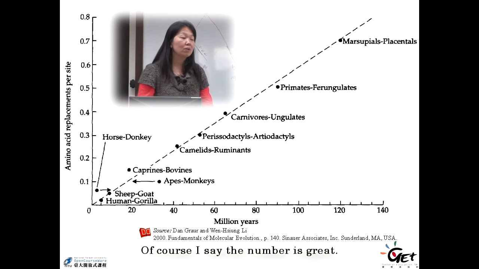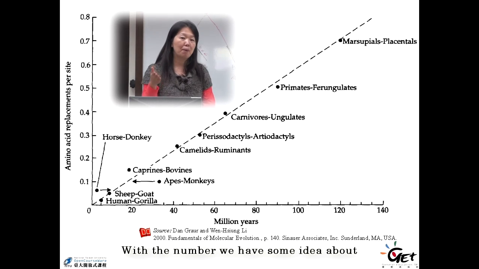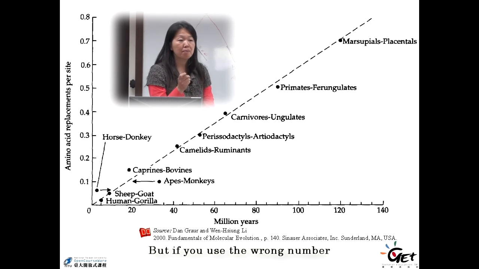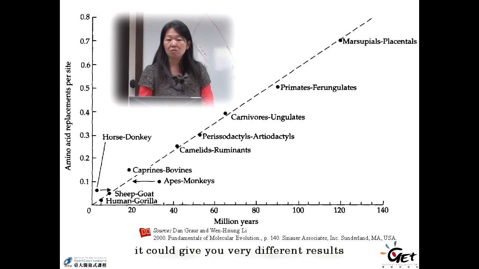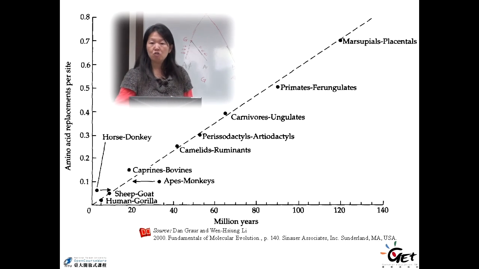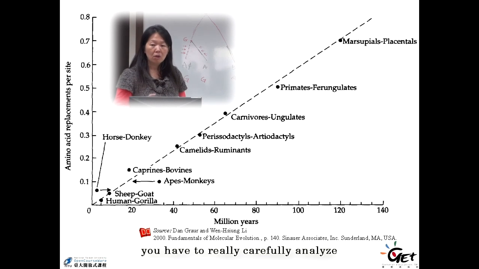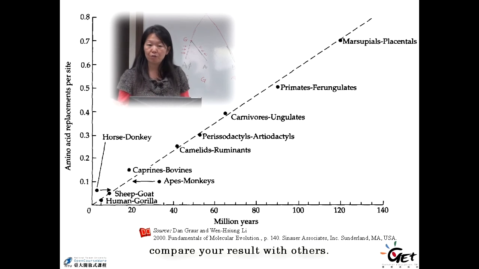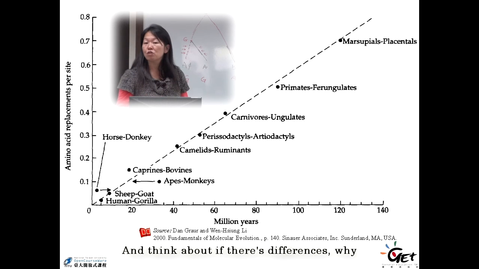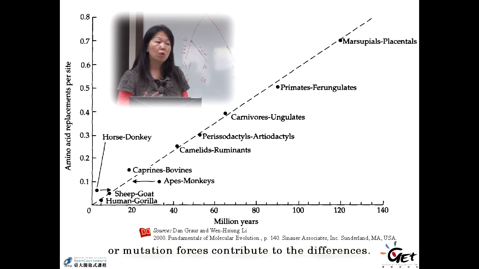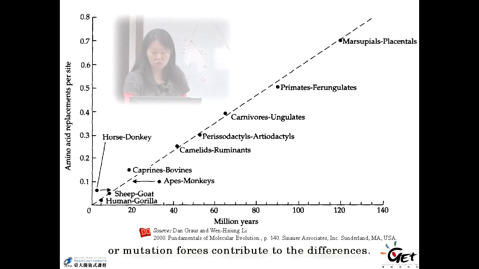Of course, the number is great. With a number, we have some idea about what happened back to certain millions of years ago. But if you use the wrong number, it could give you very different results. So when you estimate divergence time, or show people the rate of evolution, you have to carefully analyze your data, search the literature, compare your results with others, and think about why there are differences, and what evolutionary or mutation forces contribute to them.